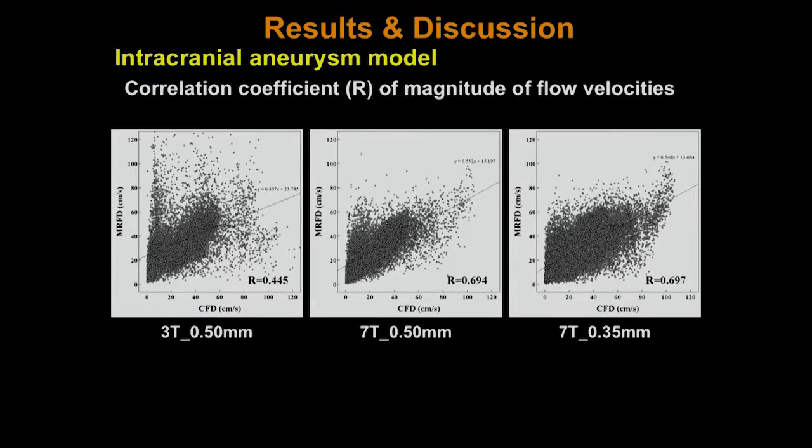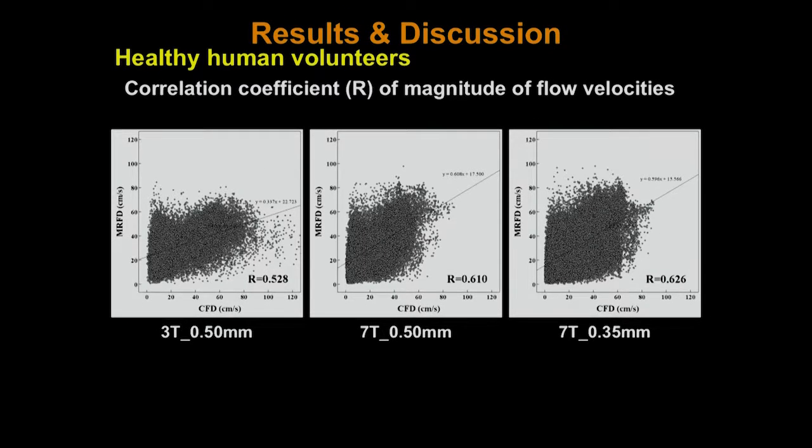This slide shows the correlation coefficient of magnitude of flow velocities of the intracranial aneurysm model. 7T 0.35 showed the best, higher correlation like this, followed by 7T 0.5 and 3T 0.5. This slide shows the correlation coefficient of the healthy volunteer study. The result is the same. The first is 7T 0.35, next is 7T 0.5.